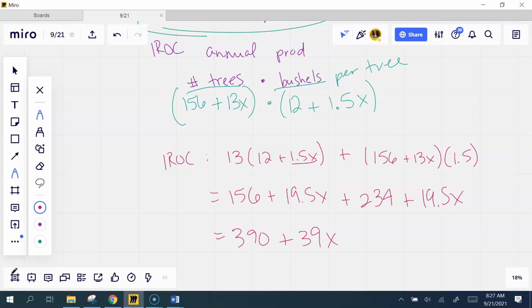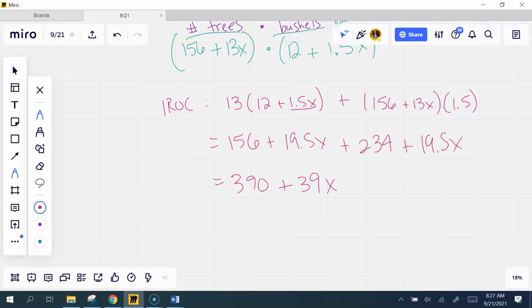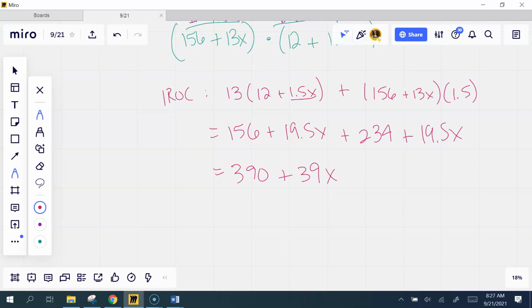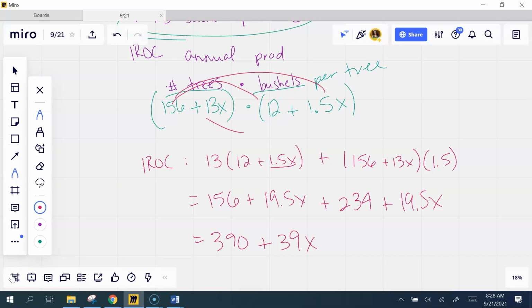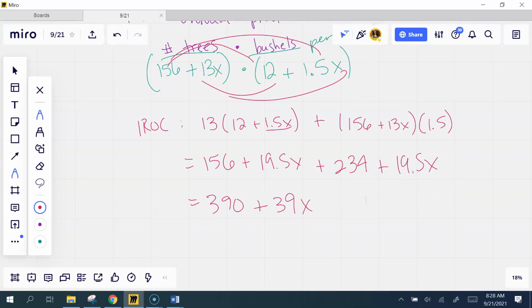Foil it, you mean? All right, so there's my IROC. So it says, what is the current rate? If you foiled it and then derived it, you do that too. That's what Lizzie was saying she did. So yes, if you just foiled it here, then you could find the derivative there. Either way is fine.